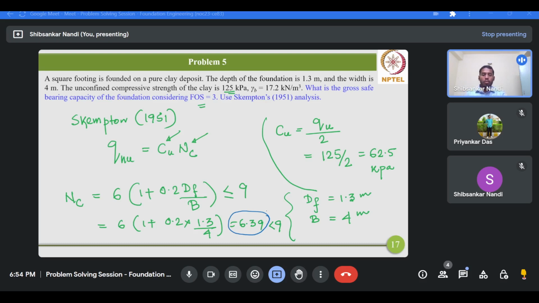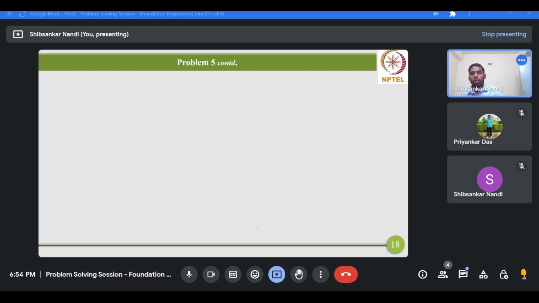Okay, so 6.39. Now, if it comes out to be greater than 9, then you have to restrict that value to 9 only. So for this problem, we have to consider the Nc value as 6.39. Therefore, this qnu would be cu multiplied by Nc, so 62.5 multiplied by 6.39, that means 399.38.